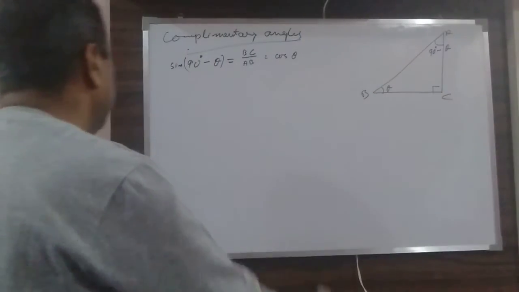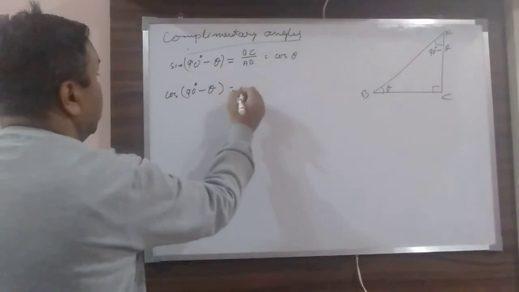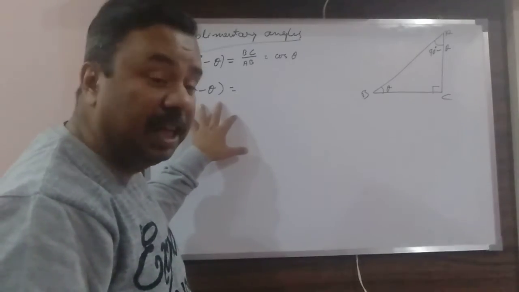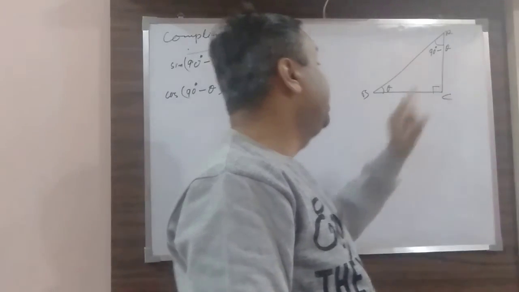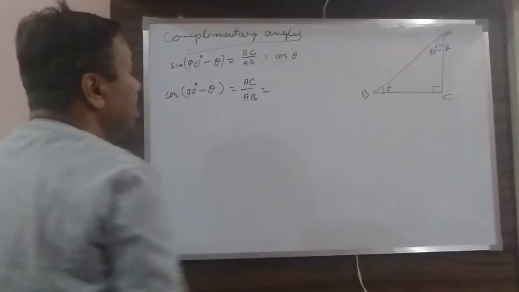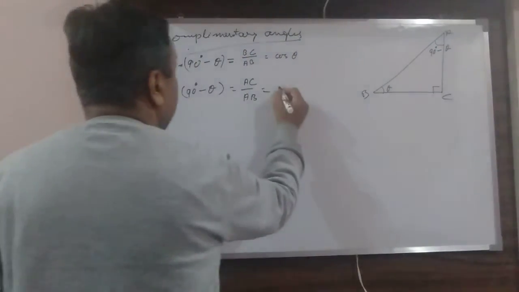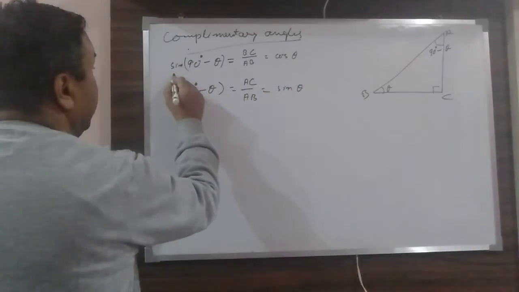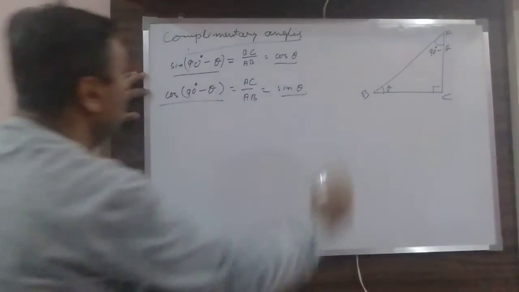Similarly, if I have to find out cos 90 degrees minus theta, what will this be equal to? Cos 90 degrees minus theta is what? Adjacent side by hypotenuse. For this angle, the adjacent side will be AC, so it will be AC over AB, and then for theta, this AC is the opposite side. So opposite by hypotenuse, this is actually sin theta. So what I get is sin 90 degrees minus theta is equal to cos theta, and cos 90 degrees minus theta is equal to sin theta.